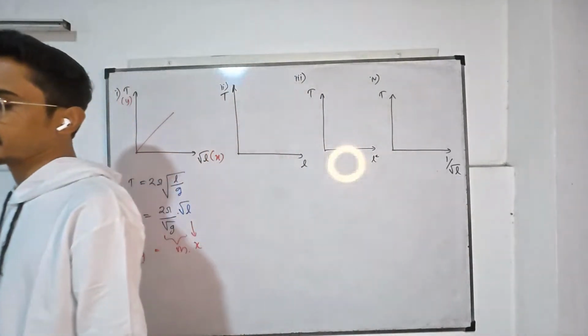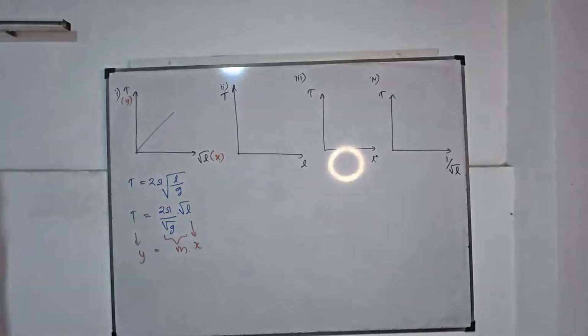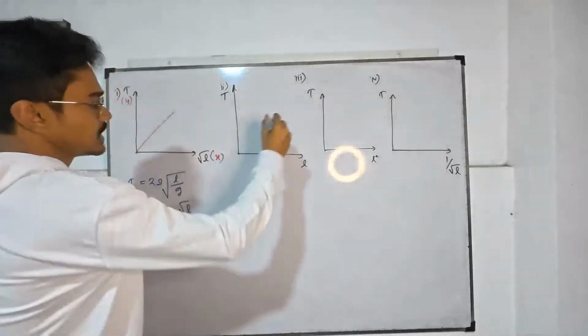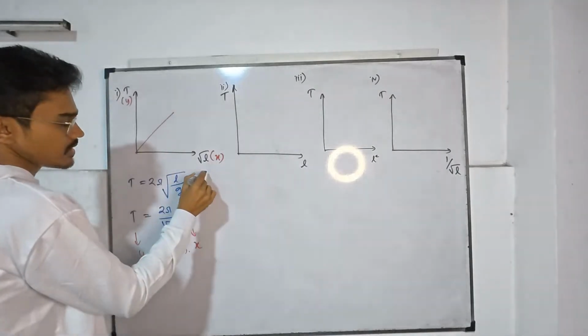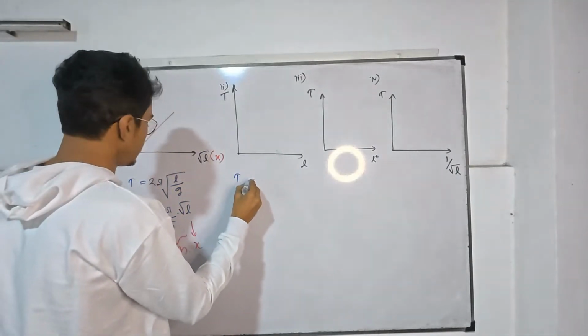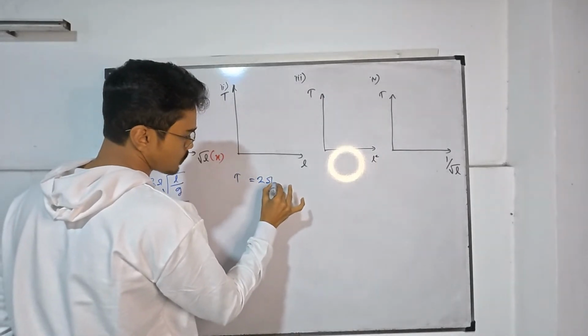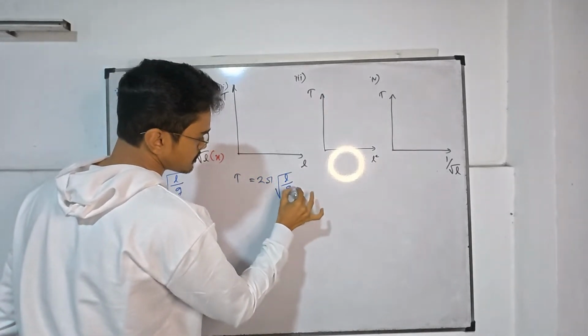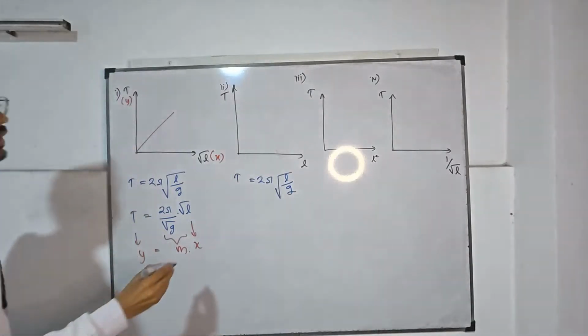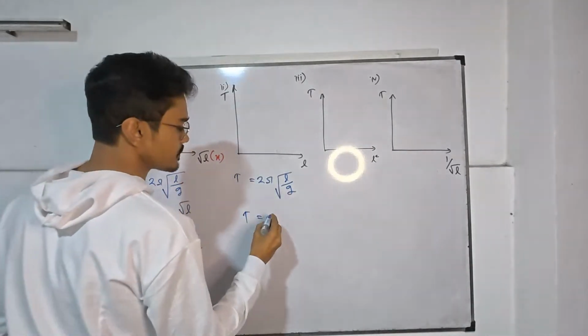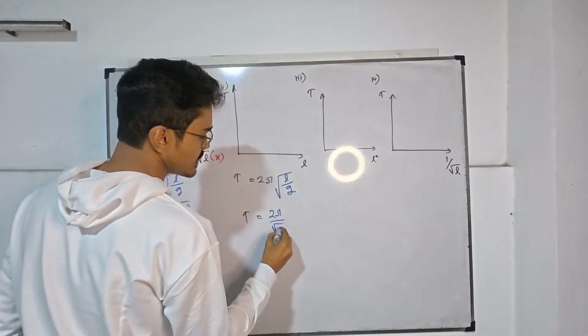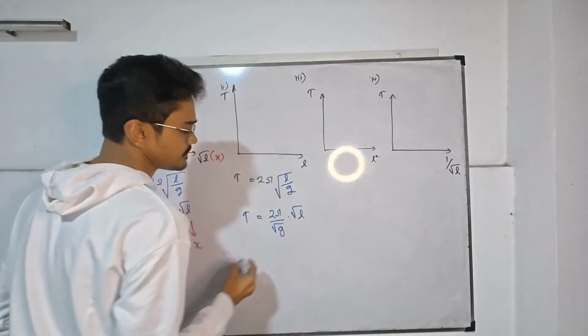Second one is T with L. Okay. Still, my equation is the same. T equals 2π root L over g. Now again, I can write the same equation as the previous one: 2π over root g times root L.